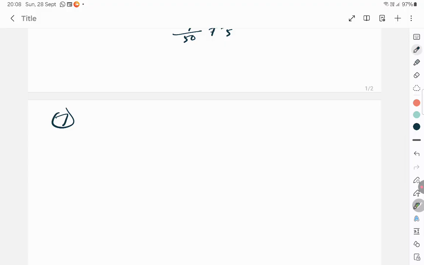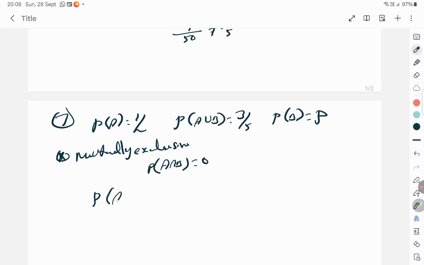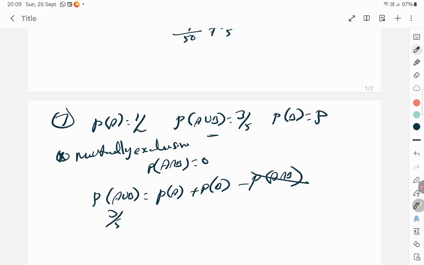Given the events A and B, where P of A is equal to 1 by 2, P of A union B is equal to 3 by 5, and P of B is some unknown value P, they are saying first condition is mutually exclusive. For the first condition, which is mutually exclusive, it means intersection is equal to 0. You know that A intersection B will always be 0. So when you want to find, put the formula of P of A union B, which you already know, which is P of A plus P of B minus P of A intersection B. This anyway turns out to be 0. This is given as 3 by 5.